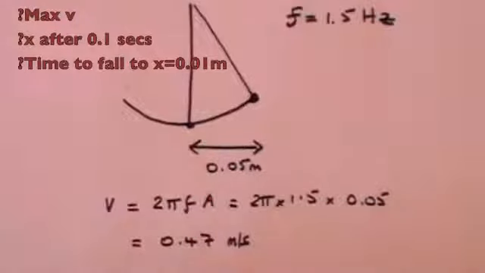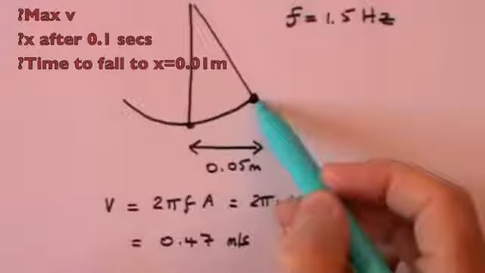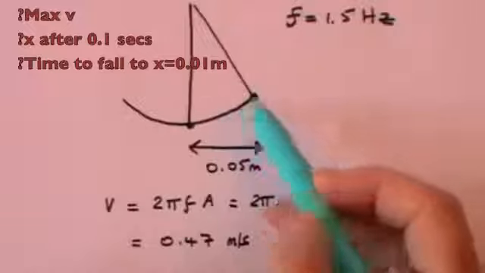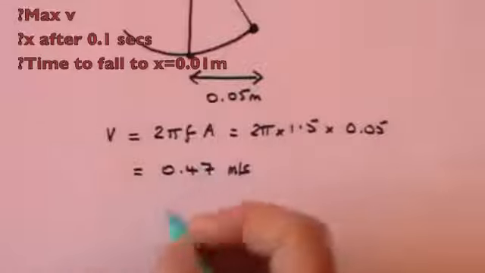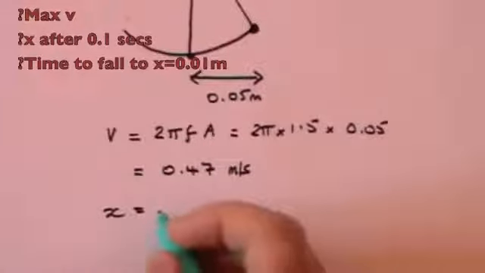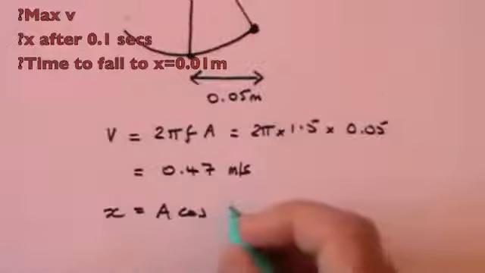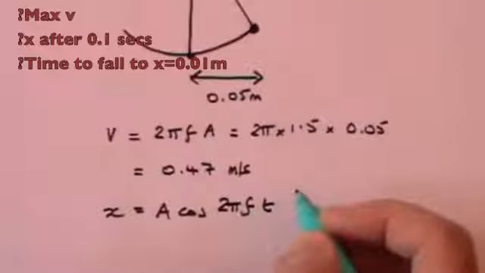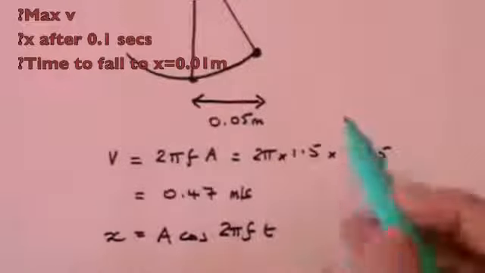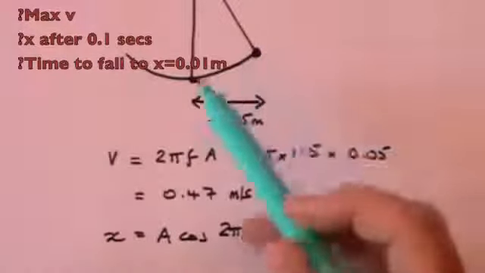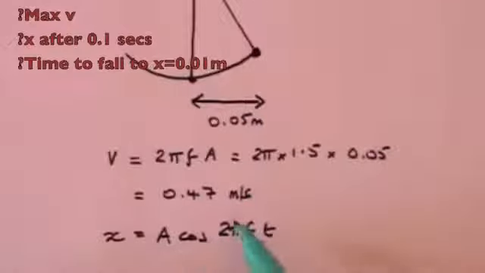We now need to know the displacement, that is the displacement from the midpoint after 0.1 seconds. So when you let go, after 0.1 seconds, how far away from midpoint will it be? And again, we had a formula for that. It was that the displacement is equal to the amplitude times the cosine of omega t, which of course is the same as the cosine of 2 pi f times t. That is the case if you start the clock from the maximum displacement.